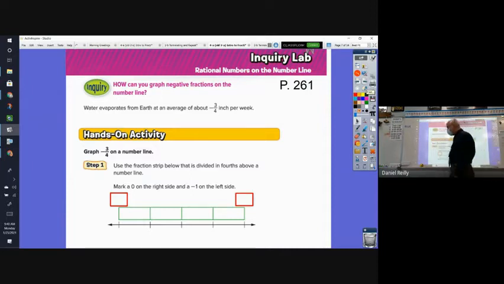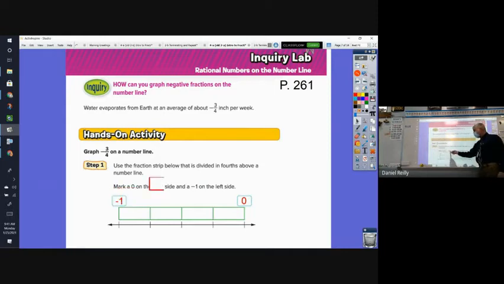So graphing negative fractions on a number line, how's that going to be different than graphing positive fractions on a number line? Marcus? It's just below 0. Yeah, so it's below 0, and you're going to go to the left as you're getting bigger instead of to the right. Okay, so to graph negative 3/4, it is between 0 and -1. So everything goes backwards when you're going negative, right? So 0 is here, and -1 is to the left.